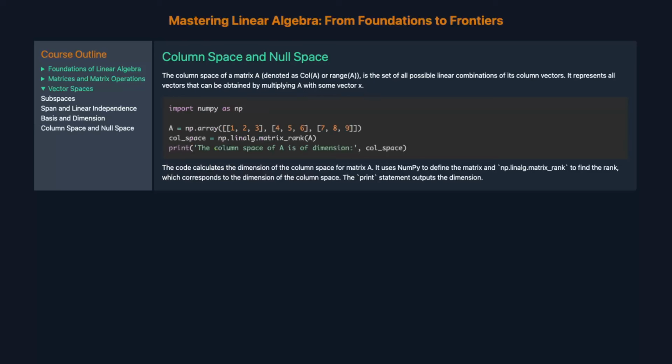Column space and null space. The column space of a matrix A, denoted as col A or range A, is the set of all possible linear combinations of its column vectors.